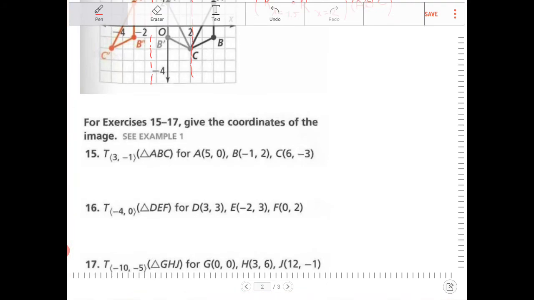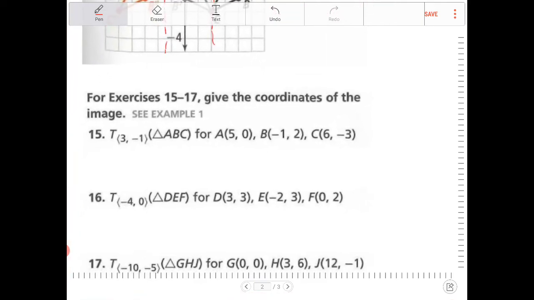And then for numbers 15 to 17, it says, give the coordinates of the image. This one is really similar to the examples we did in the beginning of this assignment. A prime, all I got to do is add the vector (3, -1), and that would be (A, -1). B prime would be (2, 1). C prime would be (9, -4).